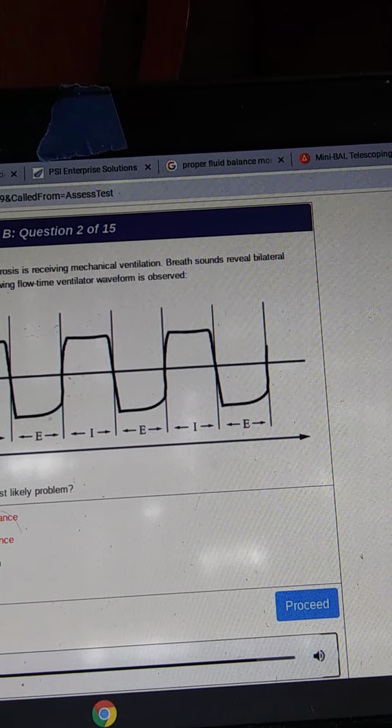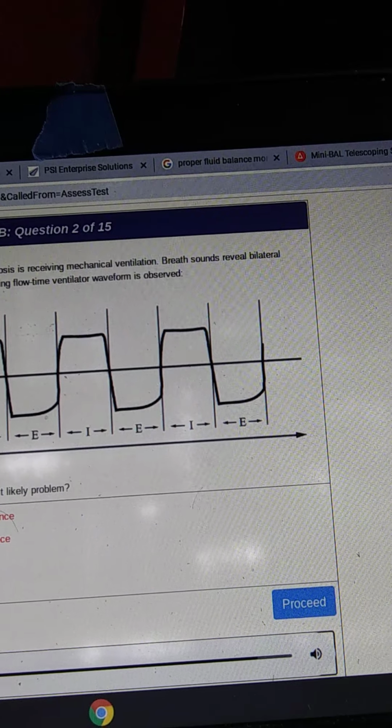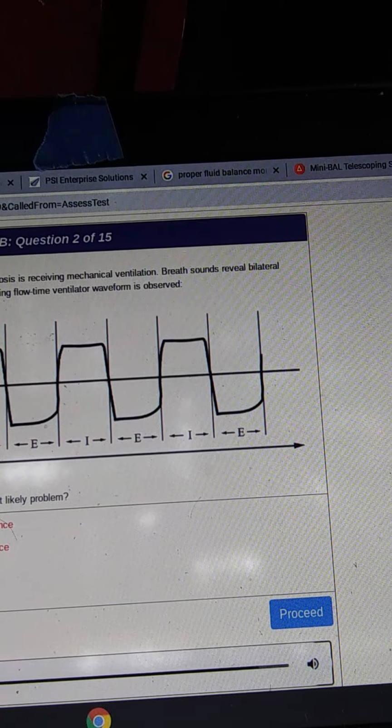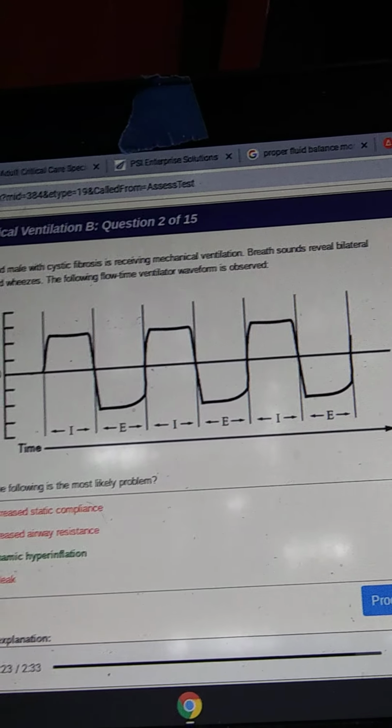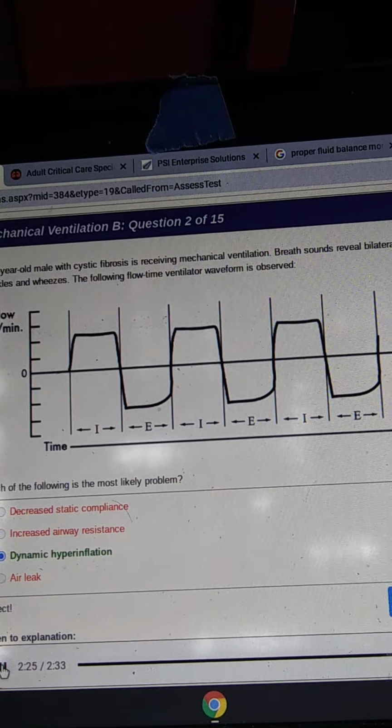And to get more time for exhale, we need less time for inhale. And to shorten the inspiratory time, we increase the flow. So hopefully that all connects in your brain well.